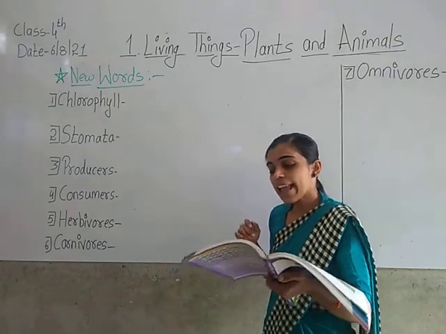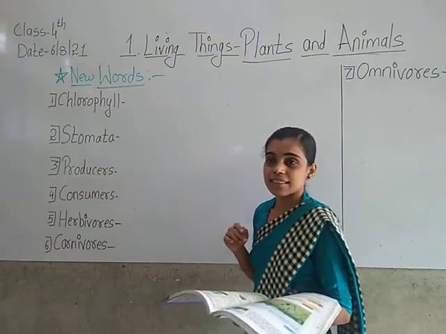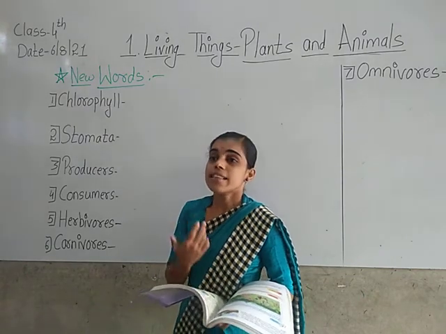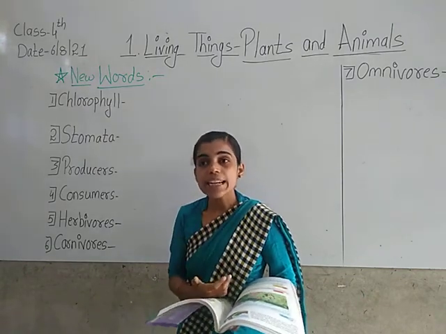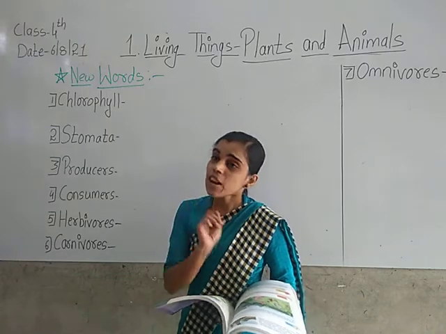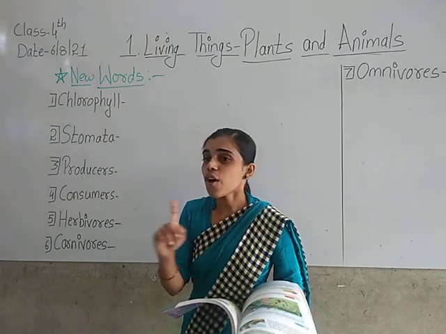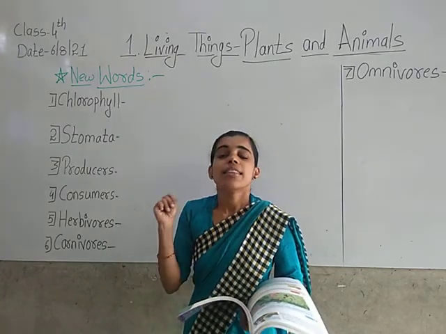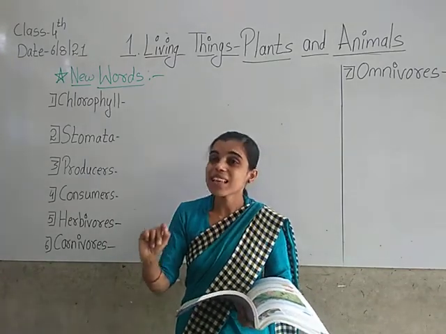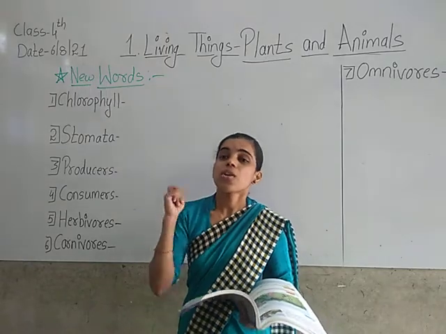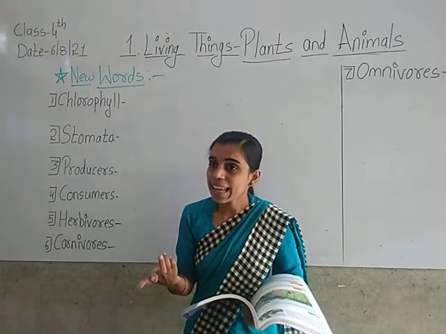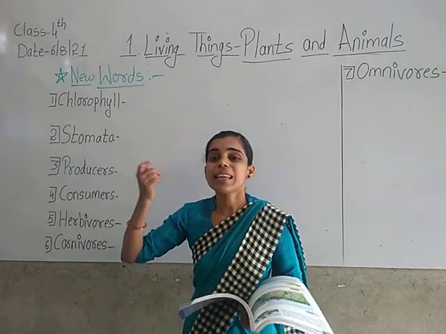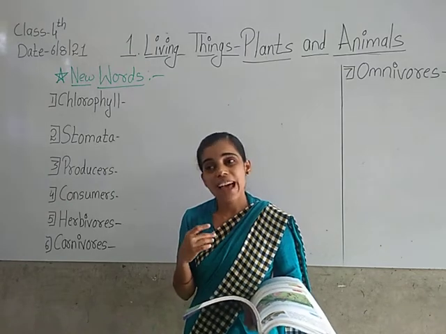Next one, air holes in insects. The insects like cockroach, lizard, cricket, dragonfly, they will also breathe. But they do not have a nose. They breathe with the air holes in the body. They have small holes in the body, and with those holes, they will breathe. So, animals have different breathing organs in them.